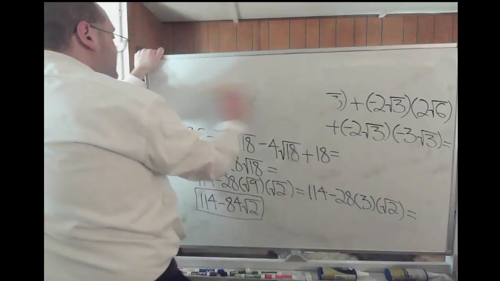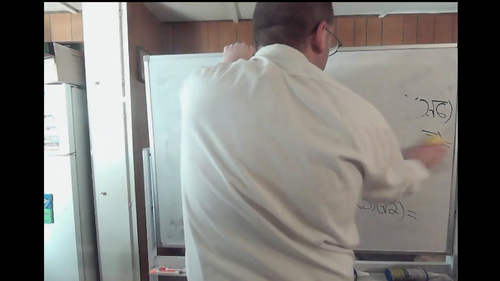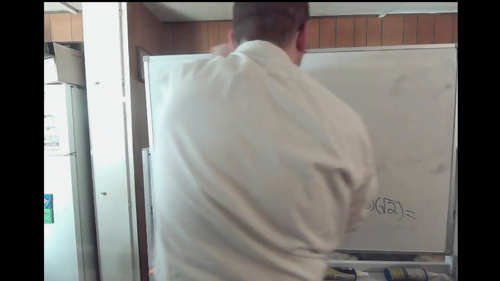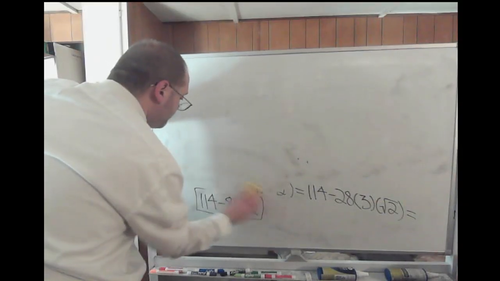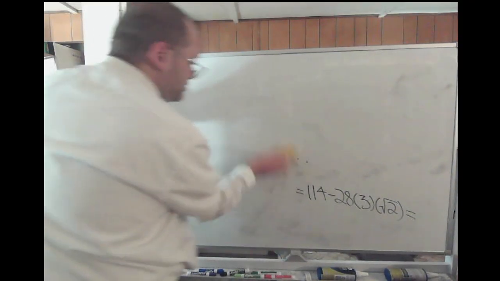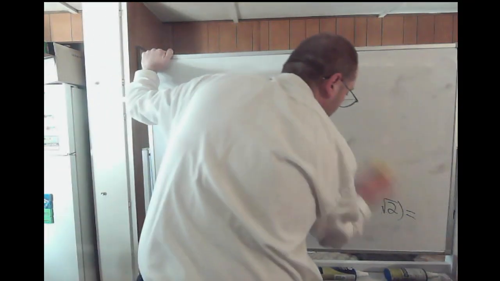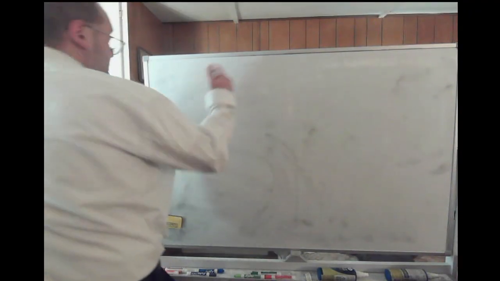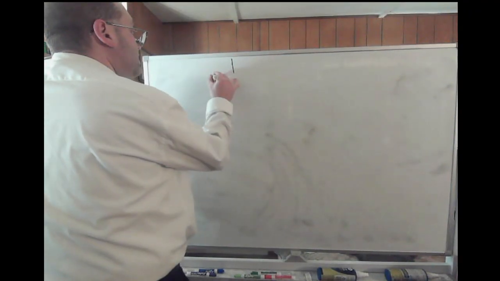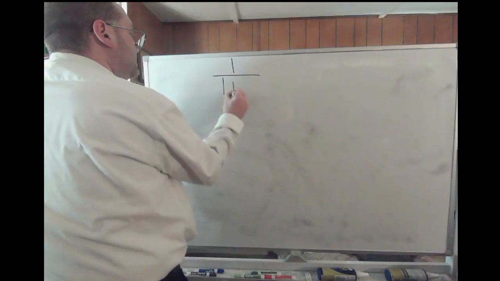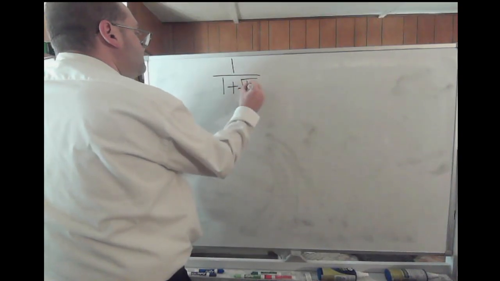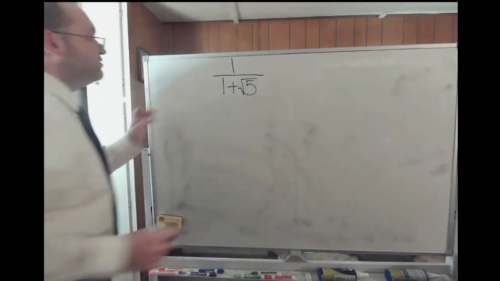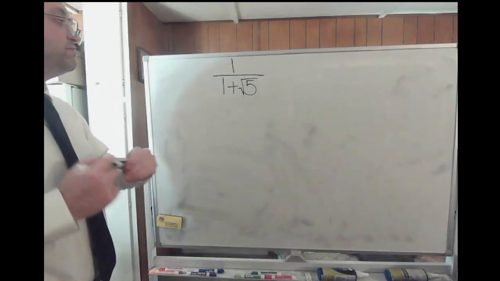Now we're going to shift gears slightly. We're going to do some problems where we rationalize the denominator using what we've learned today. So, let me flip the page here. Say you have something like 1 over 1 plus the square root of 5. So you've been given 1 over 1 plus the square root of 5.